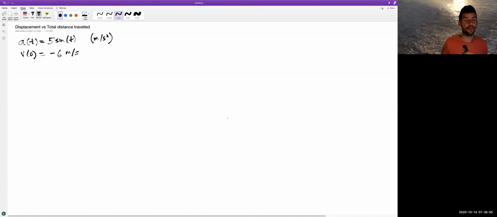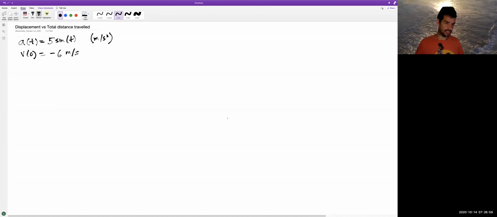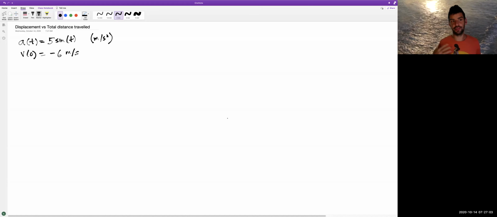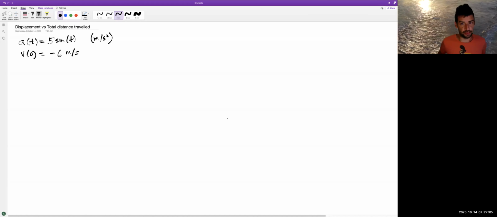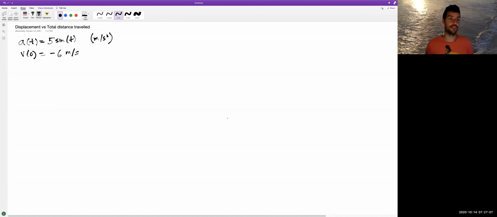Everybody. So I wanted to do an example. I called this displacement versus total distance, but really we're going to be talking a bit about the net change theorem, just some fundamental relationships between different kinds of quantities and what integrals are doing to them.